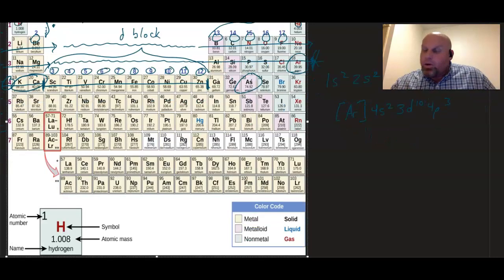Okay, let's try one more and we'll do silver. Silver is Ag and it has 47 electrons. Silver is located right here. So we'll do the noble gas shortcut. Again, I'll use the noble gas in the row above, which is krypton. When I put the symbol for krypton in brackets like that, I am saying that accounts for the first 36 electrons in silver.